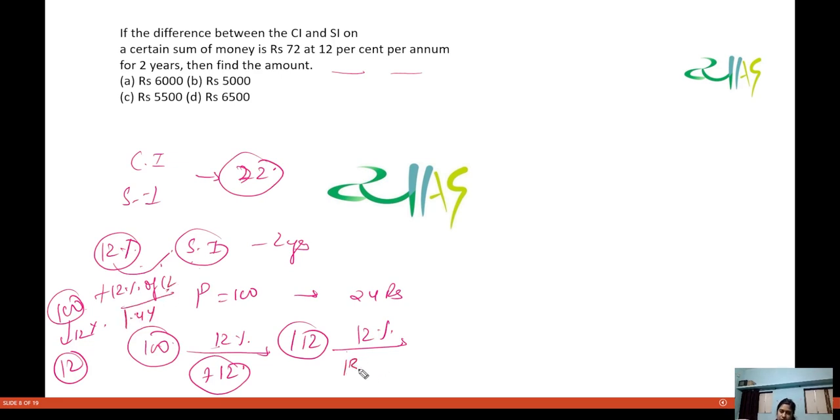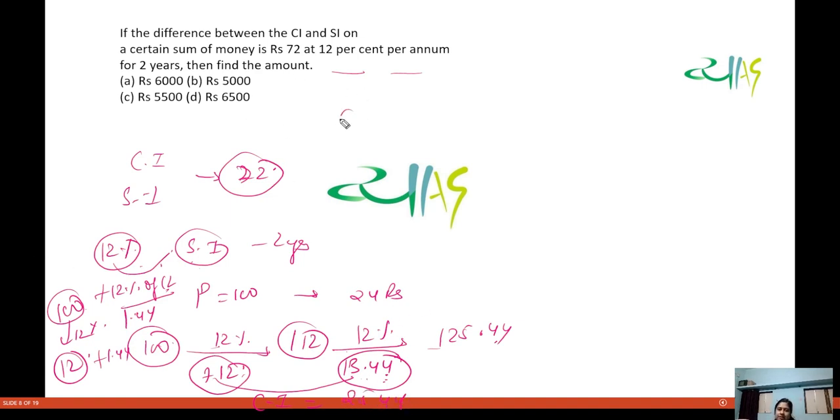1.44. So I did what? I added here 13.44, because 12 plus 1.44. So this becomes 125.44. My total compound interest is how much? My total compound interest is 25.44.